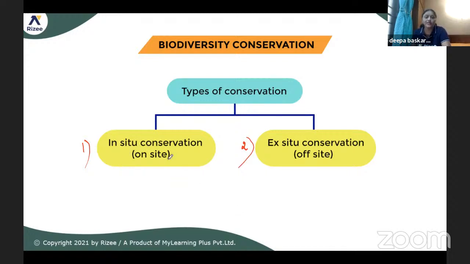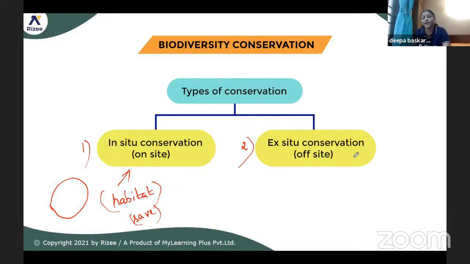So what do you mean by in-situ conservation? We are not going to disturb the habitat of the animal. Just as such, in their habitat, we are going to save the species. That is called in-situ conservation. But do you think it is possible? If you take big countries, the landscape to be conserved is very large in amount. So it is very tough to carry out in-situ conservation.